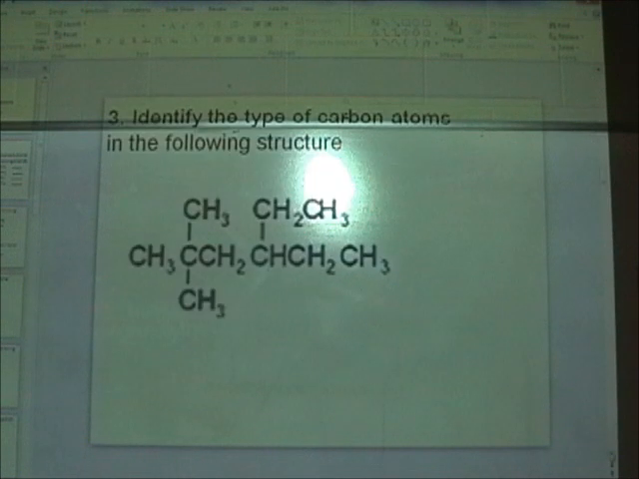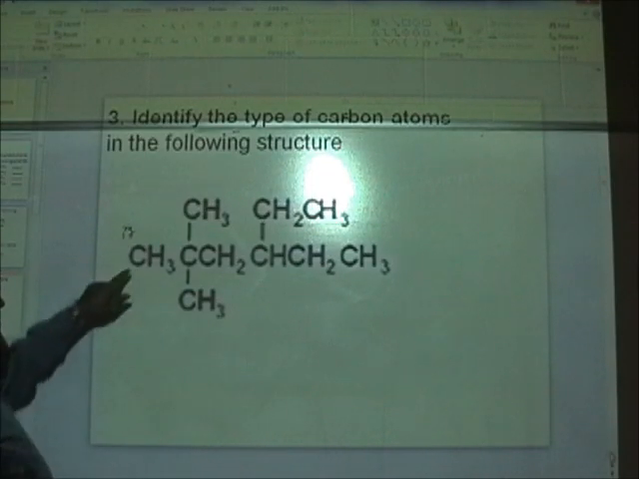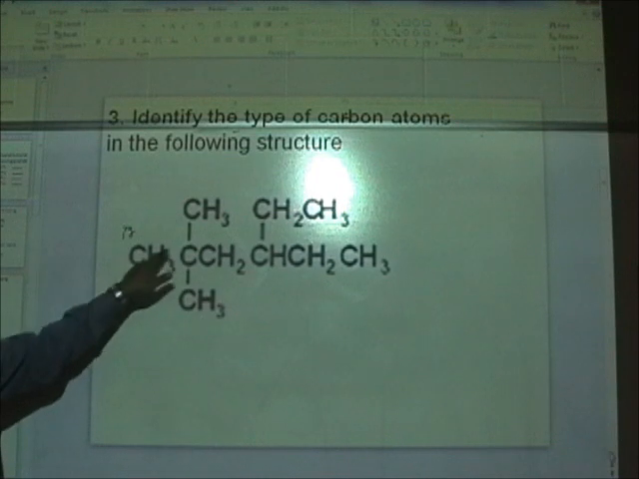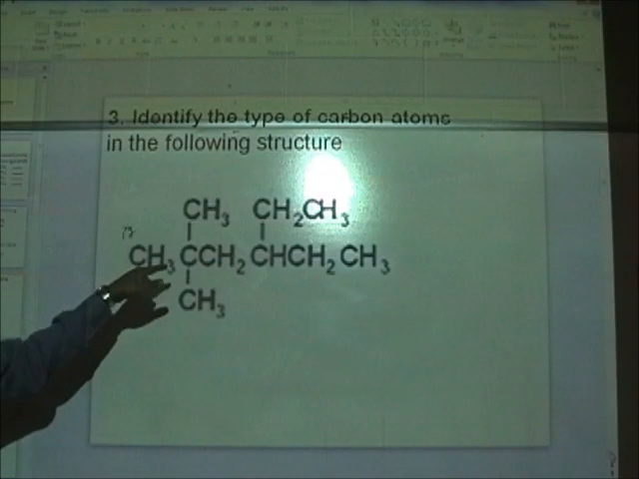Okay, let's do this one. Okay. Identify the types of carbon atoms in the following structure. Types of carbon atoms. The only thing we talked about for types of carbon atoms is primary, secondary, remember, tertiary. Okay. So there are a lot of carbons. Okay. Start with this. I would say this one is primary because it's attached to another carbon atom. Right? The corner carbon atom is attached to another carbon.